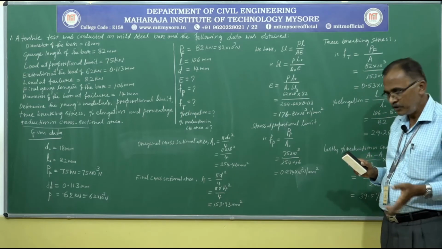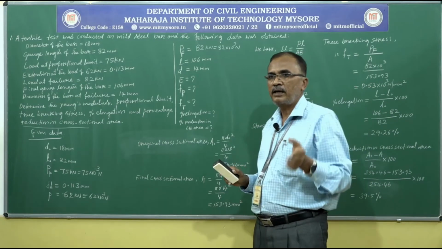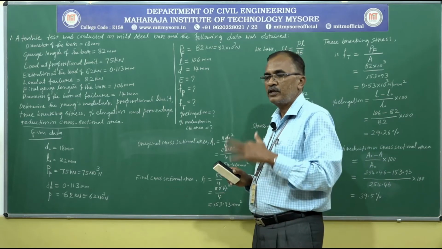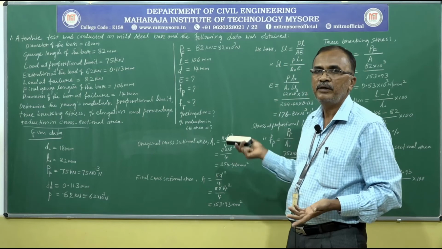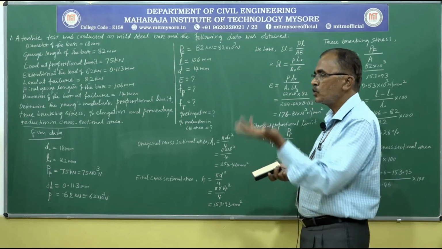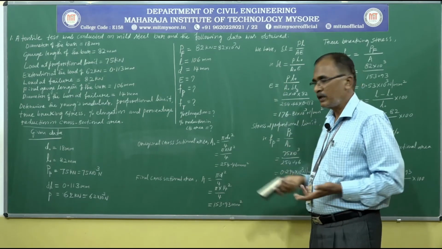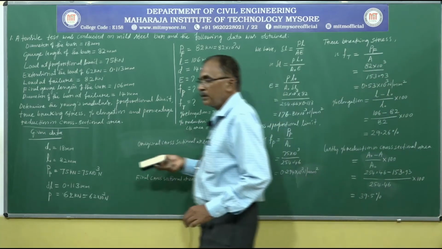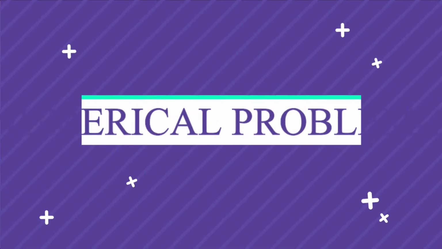Even otherwise, if it is simply asked to calculate the breaking stress, it is better to calculate both stresses. First one is apparent breaking stress, which is equal to the load at the breaking point or failure point divided by the original cross-sectional area. Next one is true breaking stress, which is equal to the load at failure divided by the final cross-sectional area. So, like this we can solve the problem. Let us consider one more numerical problem on the stress strain diagram.